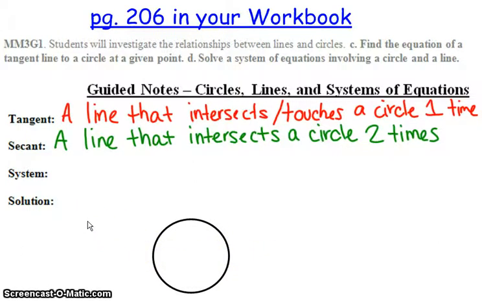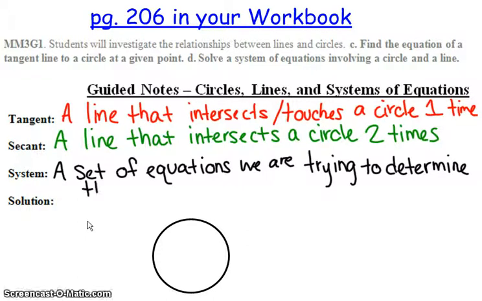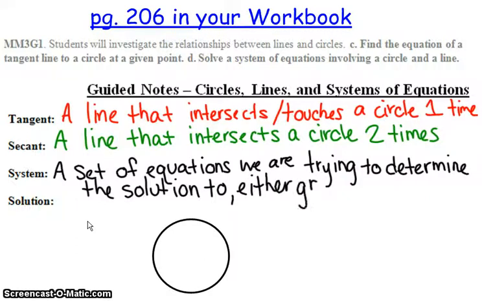where our line intersected. Now, the next definition we need to know for this is about a system. A system is a set of equations, as you would think, that we are going to be asked to try to solve, which also means we're going to be trying to determine the solution. Now, the term solution may be something a little bit new to you, but we're going to determine the solution. Either we're going to do it graphing or we're going to do it algebraically. And I'll show you how to do both. It's just right now we're just trying to get some terms out there.